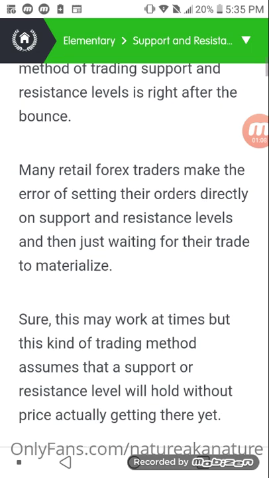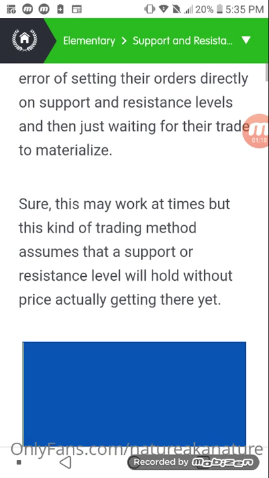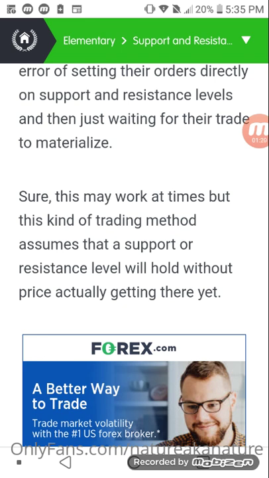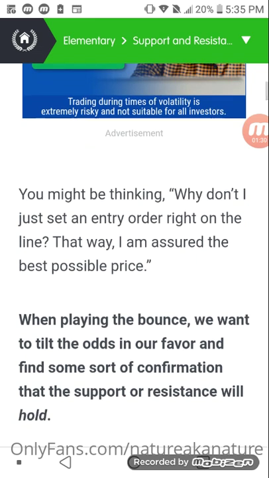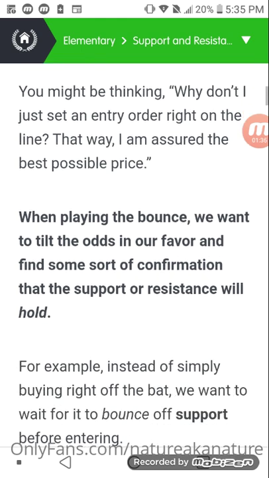So many forex traders make the error of setting their orders directly on support and resistance levels, and then just waiting for their trade to hit. Surely this may work sometimes, but this kind of trading method assumes that a support or resistance level will hold without price actually getting there. You might be thinking, why don't I just set an entry order right at the line? That way I can ensure the best possible price.